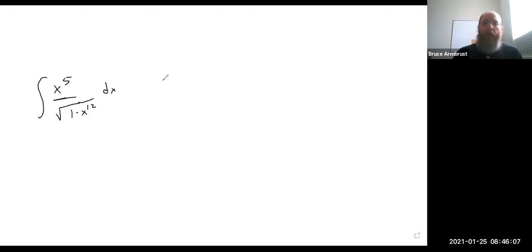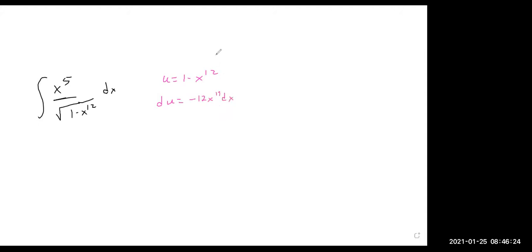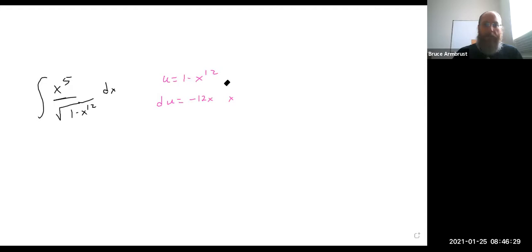So here is a choice for you, kind of like what we just did on the last one: what if we let u equal 1 minus x to the 12th? So we just get the square root of u on the bottom. That's pretty nice. Well, du then is going to be minus 12x to the 11th. And it's at about this point that I start not liking this. Do you see why I'm not going to really like this one very much?